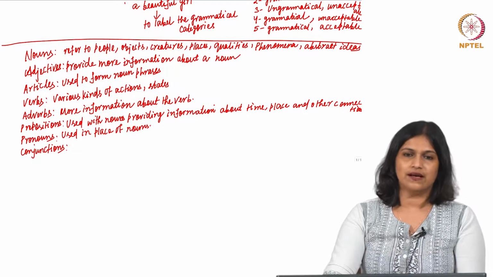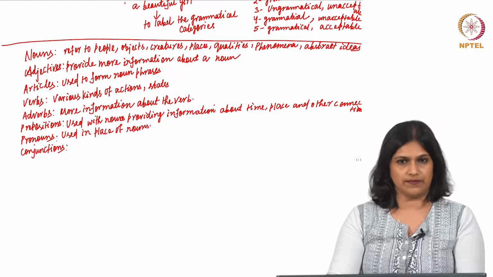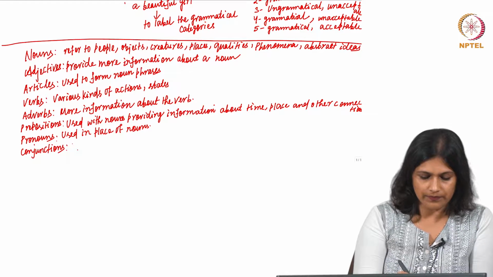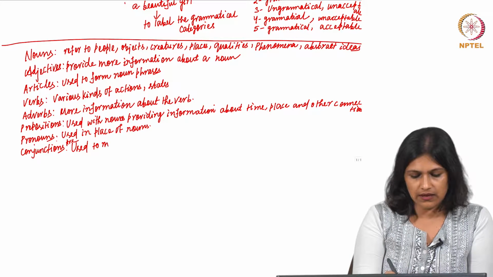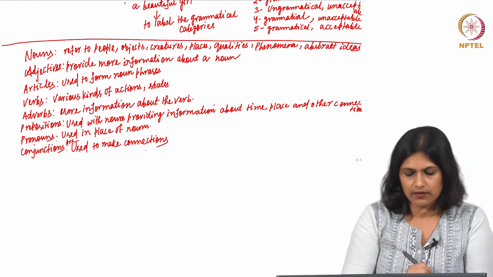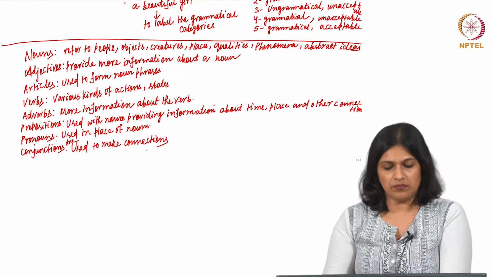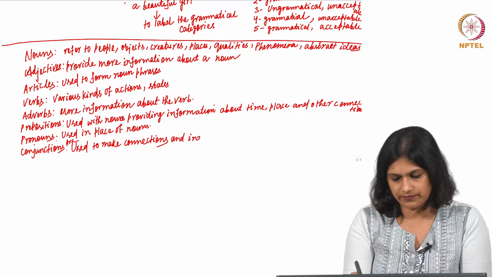And then comes the last one that I have written in the list, that is conjunction. And what are the conjunctions? The conjunctions are used to make connections. Okay. So, these are used to make connections. They also indicate relationships.